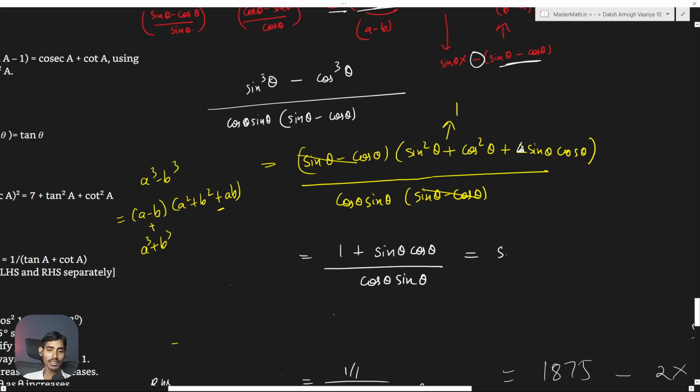1 by cos theta sine theta is secant theta cosecant theta. Now 1 by cos is in product with 1 by sine. So secant product with cosecant, and this would cancel 1.